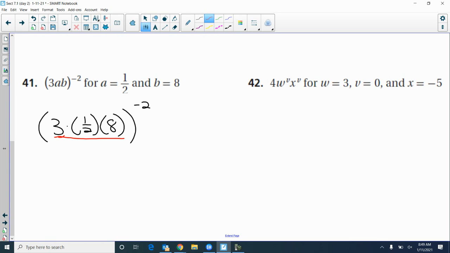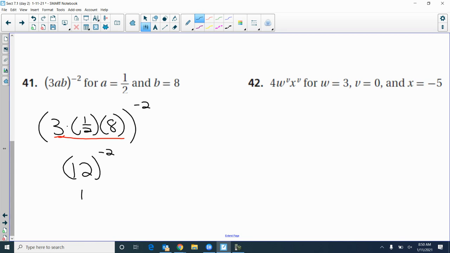Jordan? Would it be 3 times 4 and then you get 12? You can do it that way. 1/2 times 8 is 4. 3 times 4 is 12. You can do 3 times 8 is 24. 24 times 1/2 is 12. I would not do 3 times 1/2 and then try to do that because that gives you a fraction. So if you can do the 2 multiples together or anything that gives you whole numbers, it makes it a little bit easier. So yeah, it'll give us 12 to now the negative second.